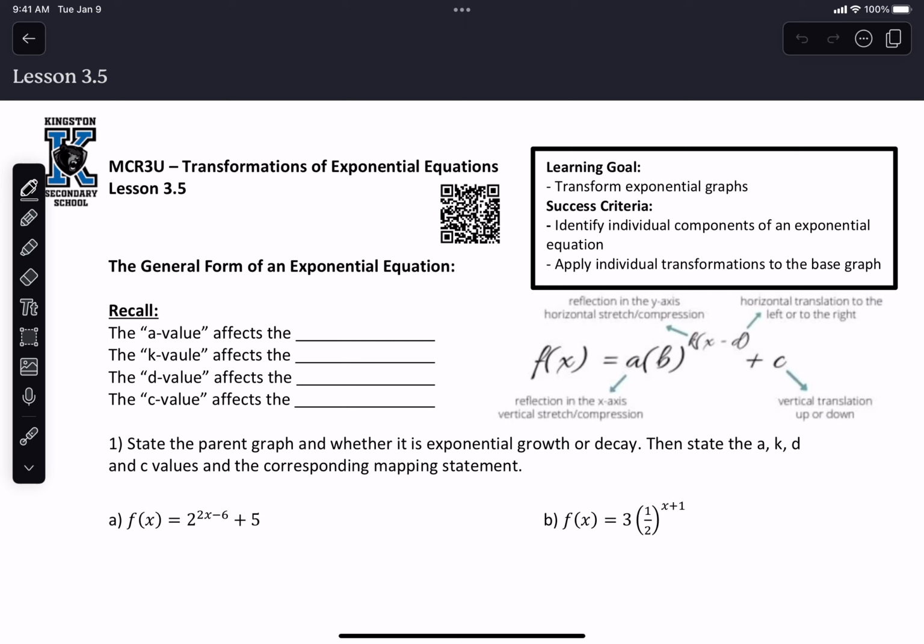Okay, so the A value affects what? X or Y values? Which one? Y. No, it's the vertical stretch. It says X right there. Oh, reflection in the x-axis. Sorry, fair enough. To Lenny's point, she's not wrong.